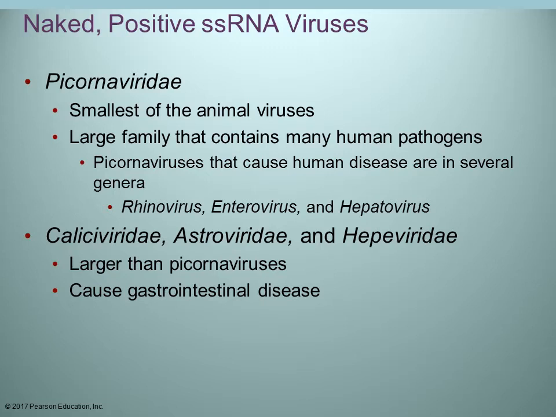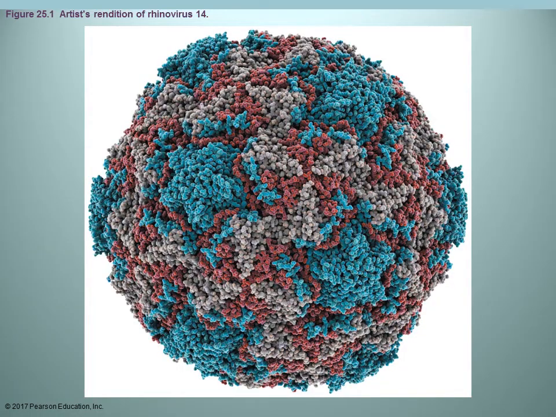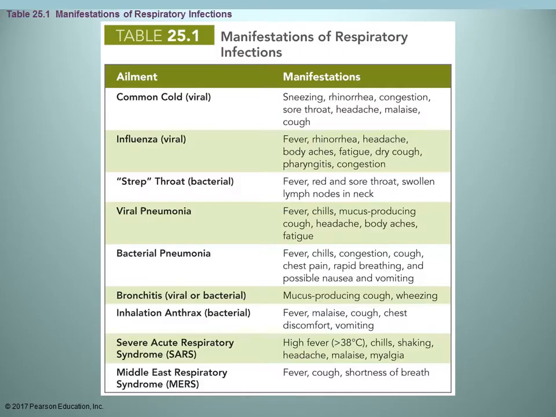Remember, with viruses, we don't use the terminology of genus and species, but we do have family names for them. There are different genera: the Rhinovirus, the enteric, and the Hepatitis. Now, larger than the picornaviruses are some additional families. 3 of them, as listed here, do cause some gastrointestinal diseases. This is a picture of what a rhinovirus, one particular strain, looks like.